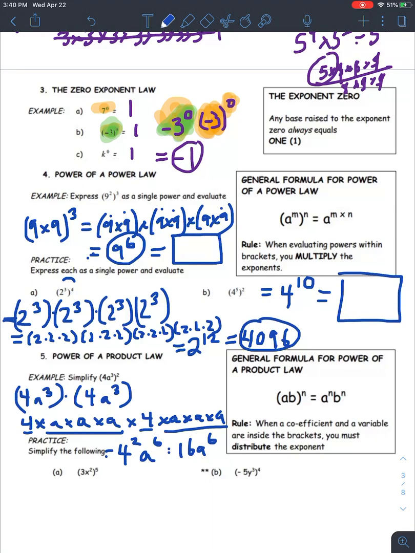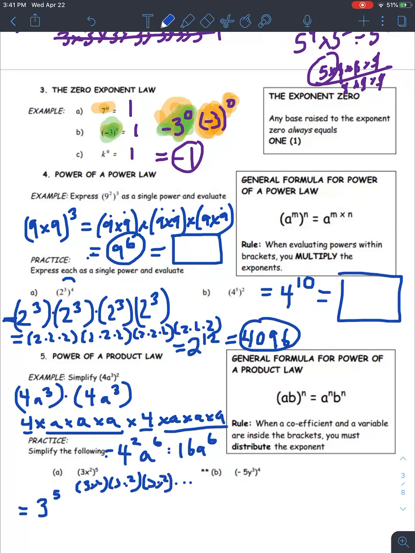Alright, part A. 3x squared. So notice, it's not just the x squared that's being raised to the power of 5. The 3 is in that bracket too. So everything in the bracket has to be raised to the power of 5. So 3 has to be raised to the power of 5. So keep in mind, this is going to be 3x squared, 3x squared, 3x squared, dot, dot, dot. Okay, there's going to be 5 of them.